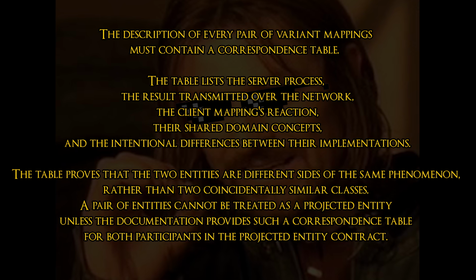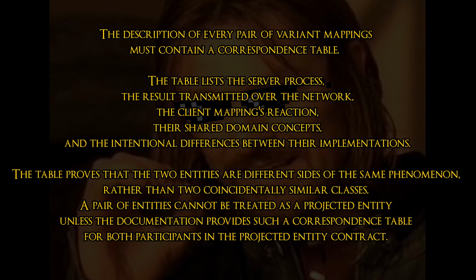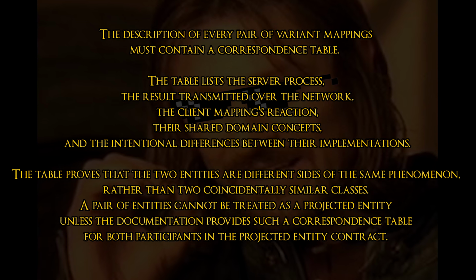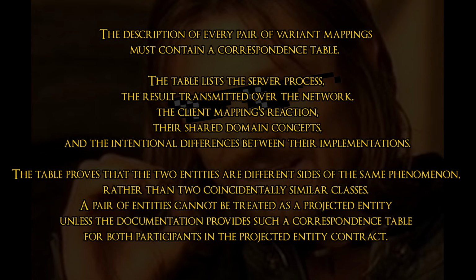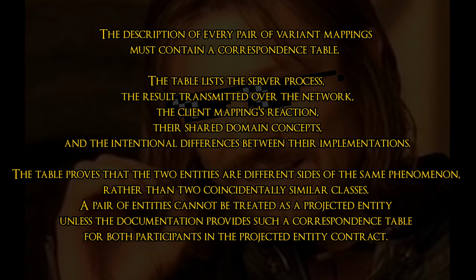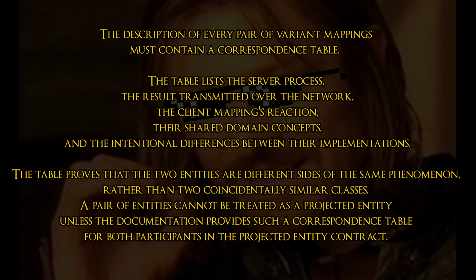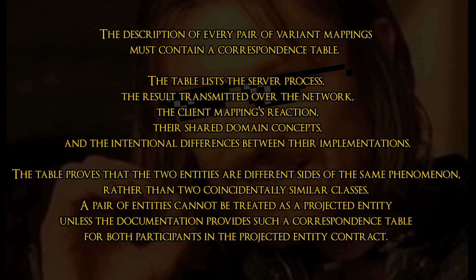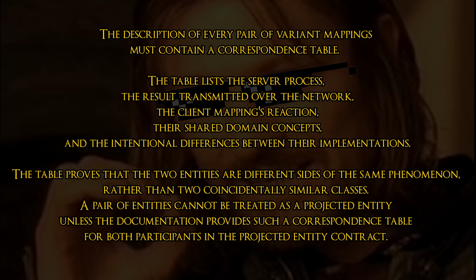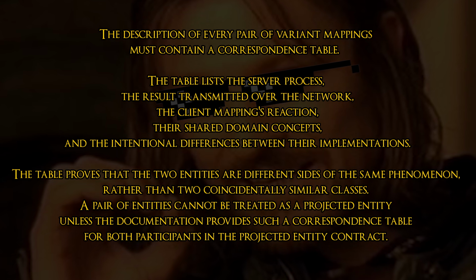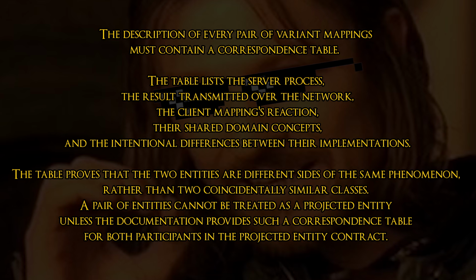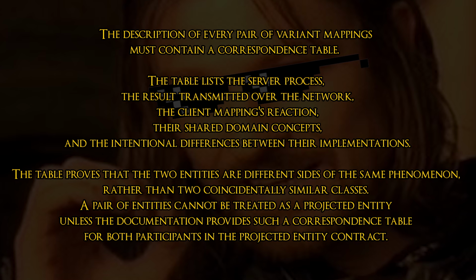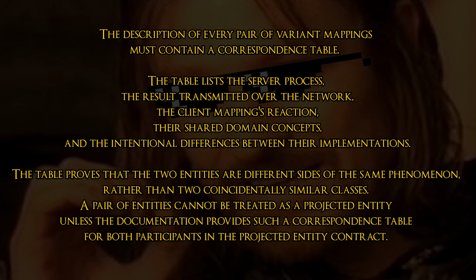Number 6. The description of every pair of variant mappings must contain a correspondence table. The table lists the server process, the result transmitted over the network, the client mapping's reaction, their shared domain concepts, and the internal differences between their implementations. The table proves that two entities are different sides of the same phenomenon rather than two coincidentally similar classes. A pair of entities cannot be treated as a projected entity unless the documentation provides such a correspondence table for both participants in the projected entity contract.